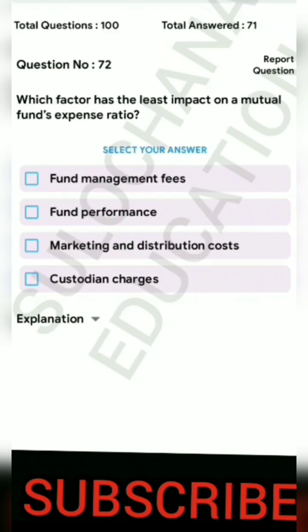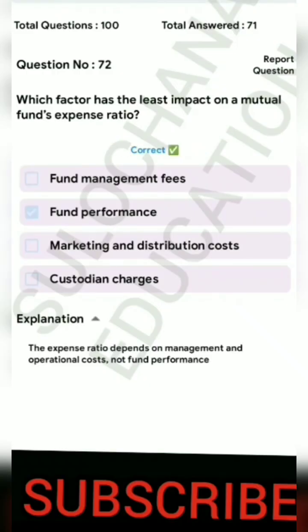Which factor has the least impact on a mutual fund's expense ratio? Options are A, fund management fees. B, fund performance. C, marketing and distribution cost. D, custodian charges. And the correct answer is option B, fund performance.